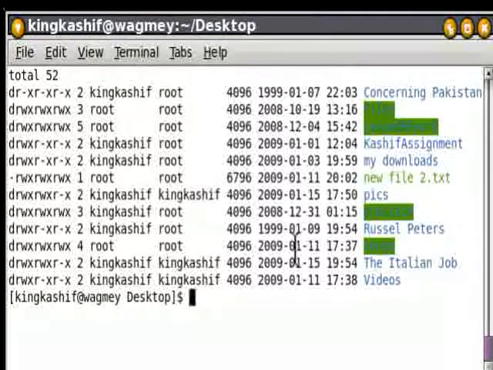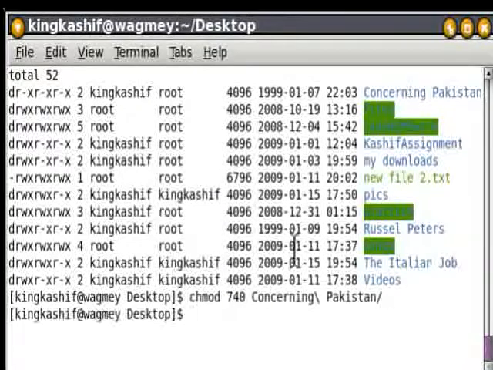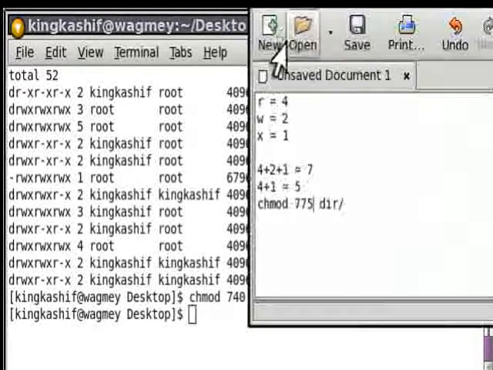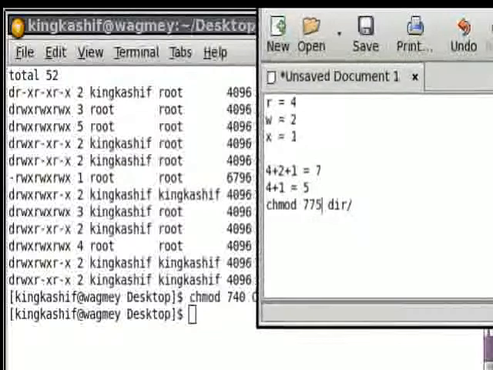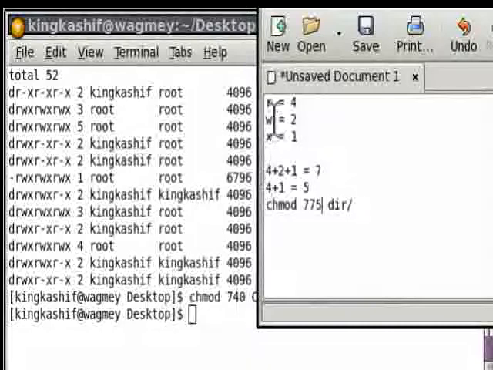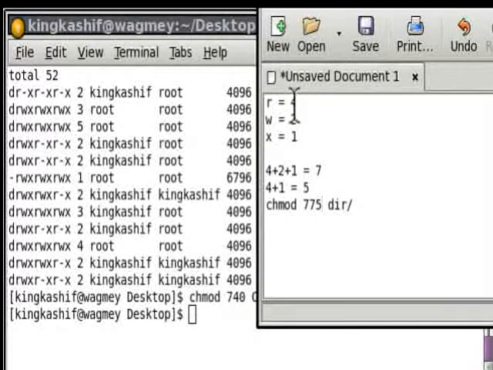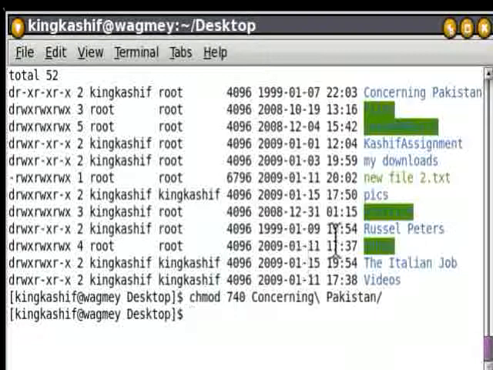Okay. What about chmod 740? What does this mean? 7 is for user section, and we are giving read, write and execute permission. 4 means we are giving read permission to group only. Group will have only read permission. And 0 means we are giving no permission at all to other section. Let's apply this.